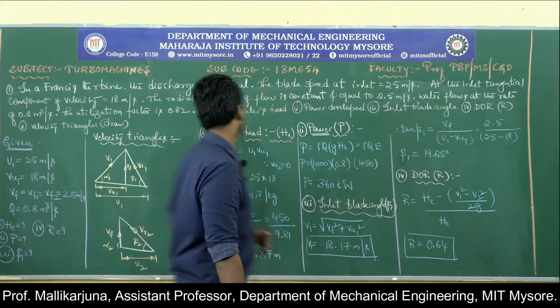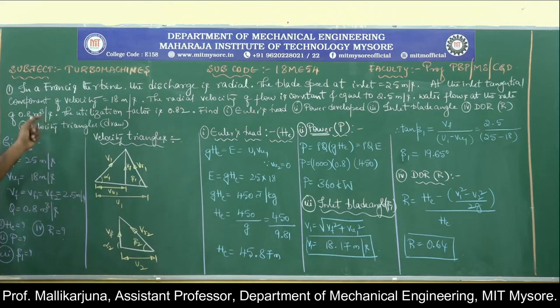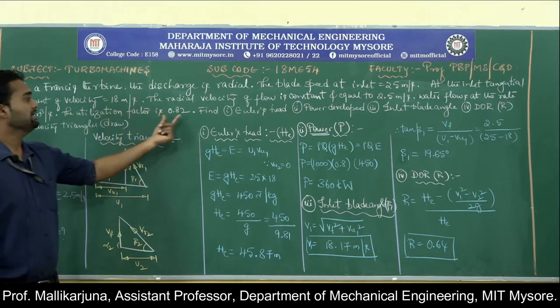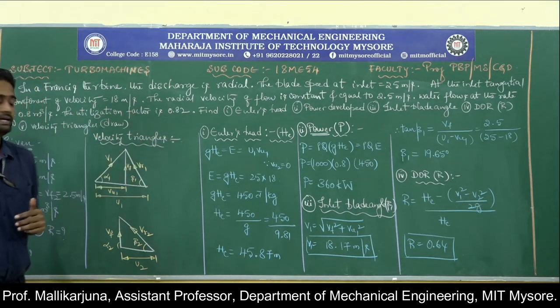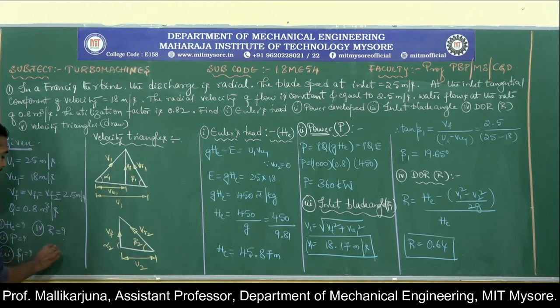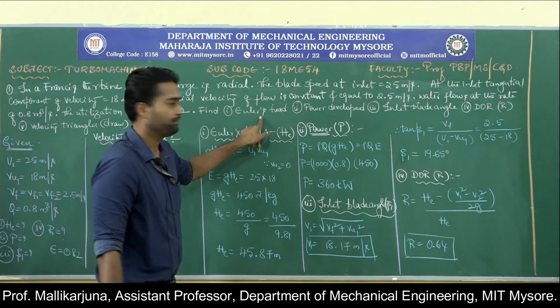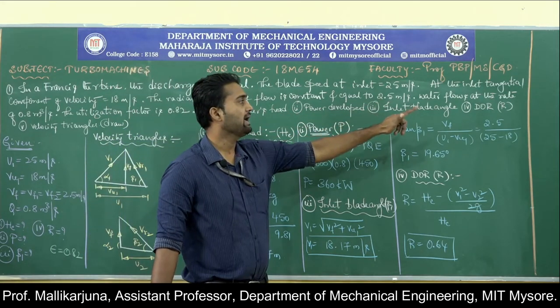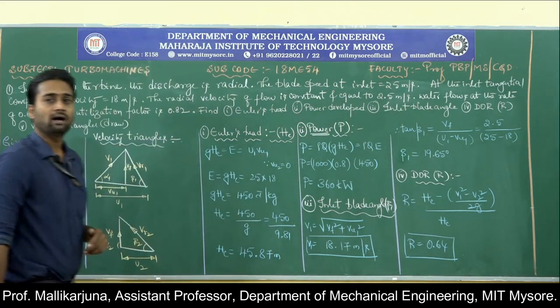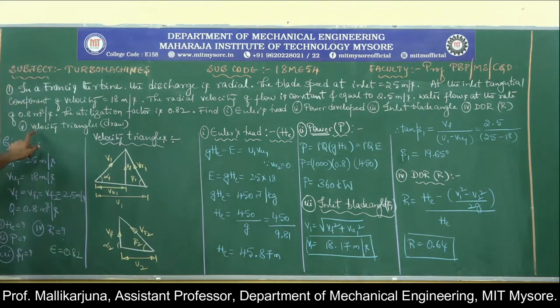Water flows at the rate of 0.8 meter cube per second. If you look at the unit, meter cube per second is the unit of discharge Q. The utilization factor is 0.82. He has given the utilization factor, which is nothing but epsilon. Epsilon is 0.82. If it is usable at any cost, we will use this one. Find Euler's head, power developed, inlet blade angle, as well as DOR, which is nothing but degree of reaction. Along with that, we need to draw velocity triangles.